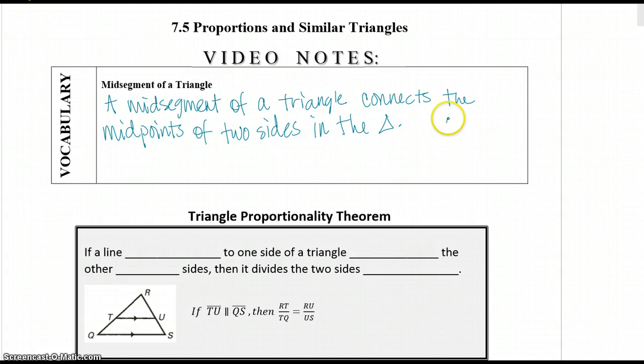So if we draw a picture of a triangle and we pick any two sides and we put the midpoint on there, kind of like we did with the trapezoid, we mark the midpoint with tick marks on either side so that we know that it is halfway through and the two sides are congruent. We connect, and that is your midsegment.